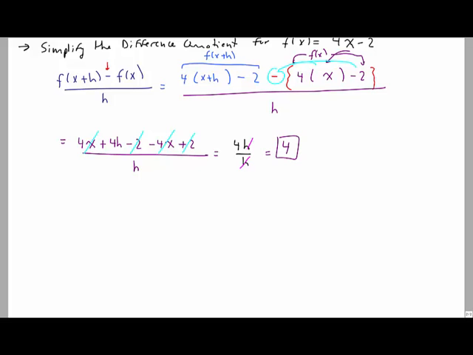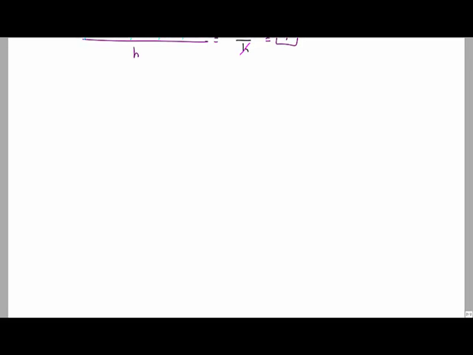The next thing that we're going to be looking at is a composite function and the idea of a composite function.